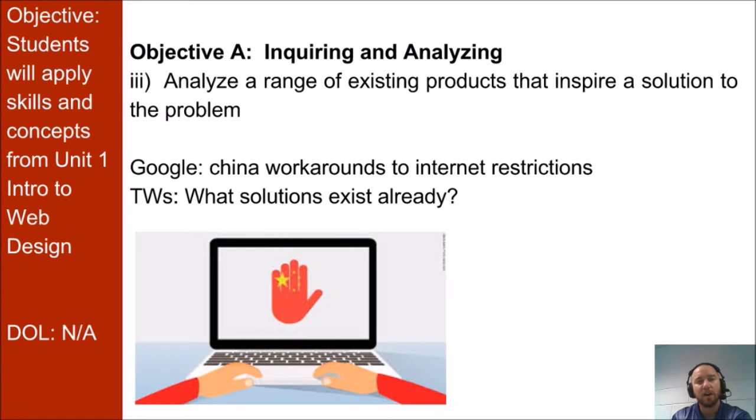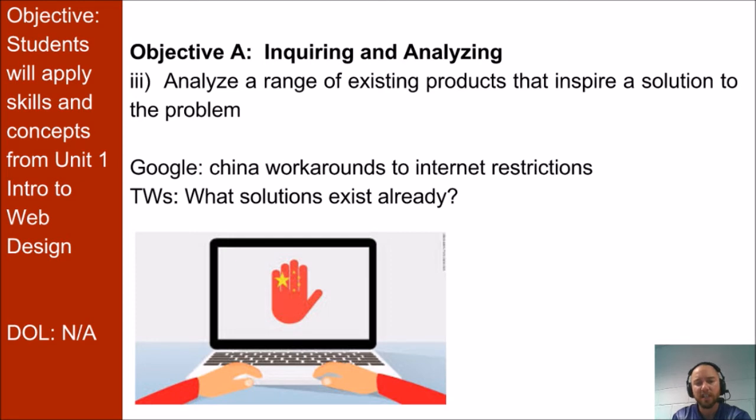Objective A, Inquiring and Analyzing. Number 3, analyze a range of existing products that inspire a solution to the problem. Basically what I want you to do on this one, you're going to Google China workarounds to internet restrictions. After you've done that, go ahead and take a look around. Answer this Think Write Share.